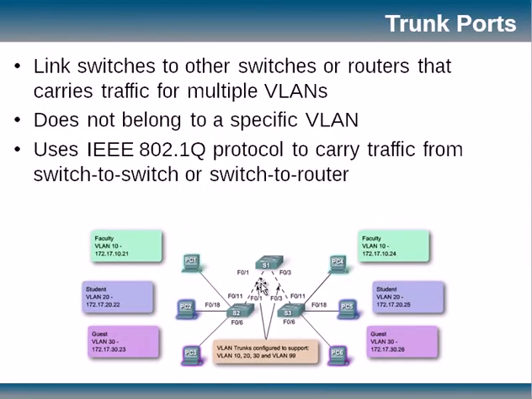Trunk ports carry the traffic from one switch to another. They don't belong to a specific VLAN. There is no VLAN assignment on them. The most commonly used protocol to carry traffic from switch to switch is IEEE 802.1Q, sometimes called dot1q.